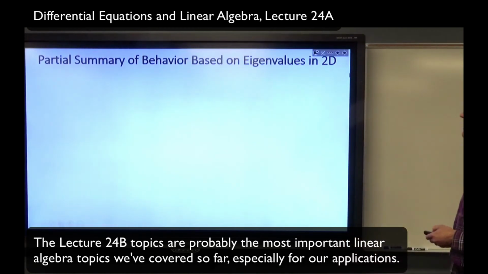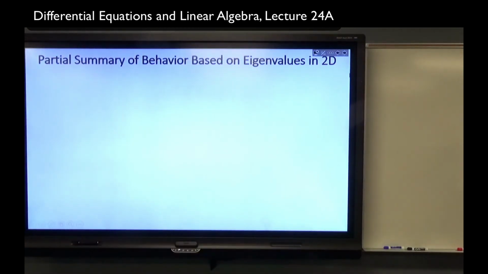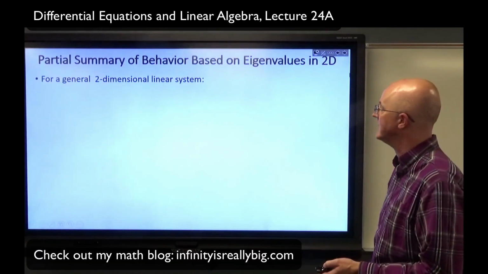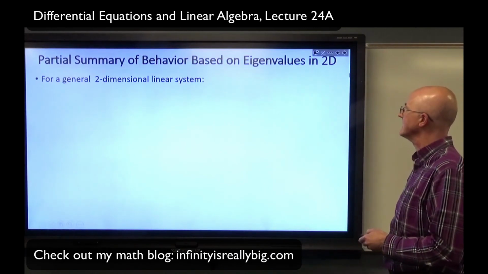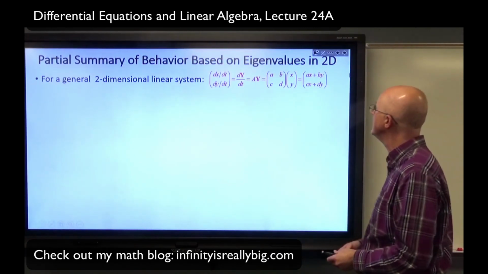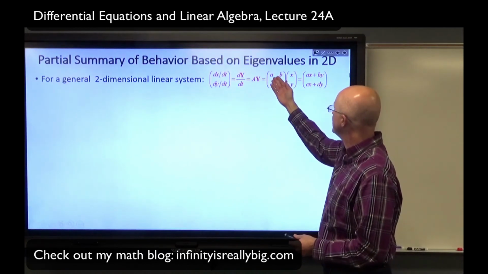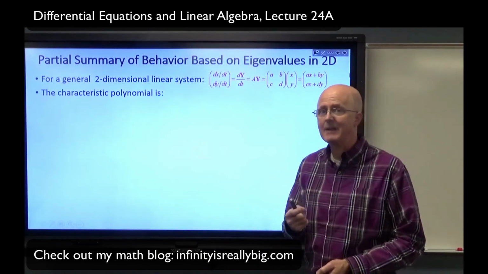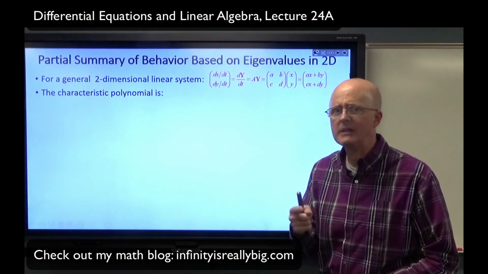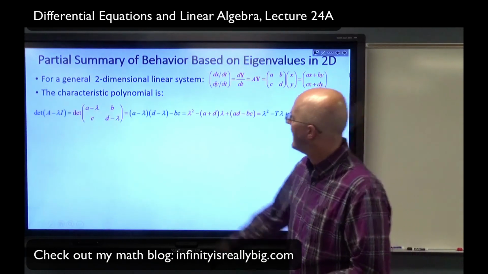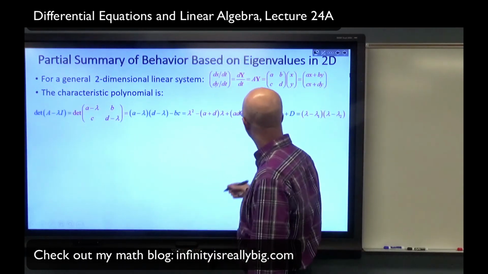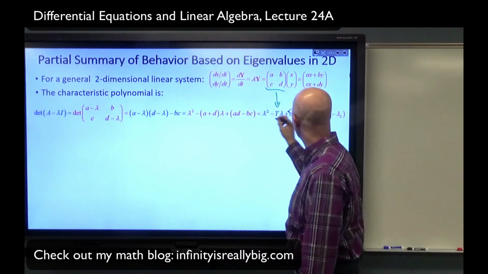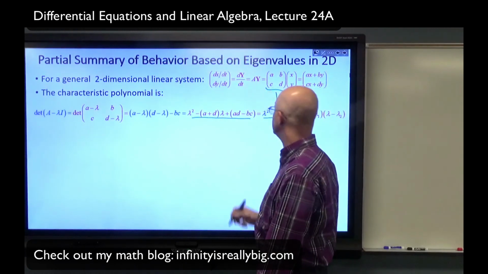All right, so let's go into our partial summary of behavior for two-dimensional systems based on the eigenvalues. I did essentially show you this slide again in lecture 23A. For a two-dimensional linear system of this general form, where this is your coefficient matrix whose entries are A, B, C, and D, we want to be able to find the eigenvalues. I told you last time, or maybe a couple times ago, that you can quickly jump to the characteristic polynomial. You don't have to actually calculate this determinant. You can just jump right from this matrix to this polynomial in either one of these forms.